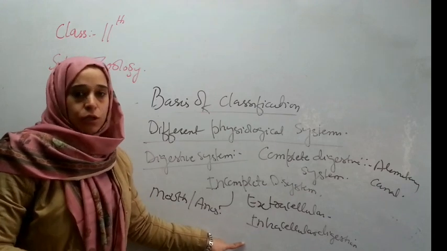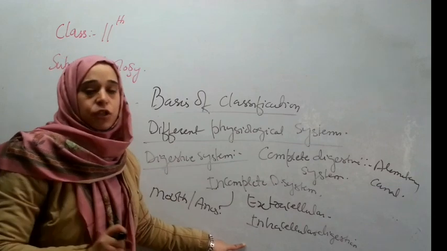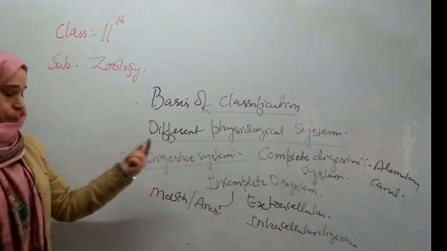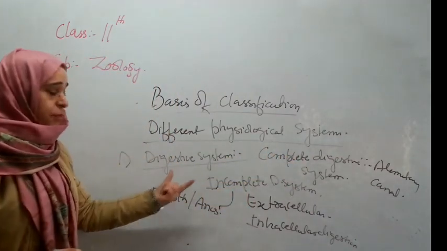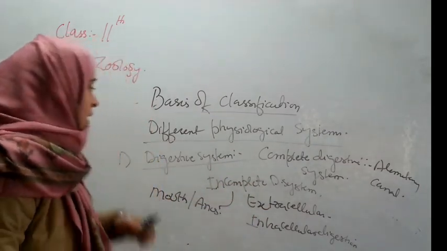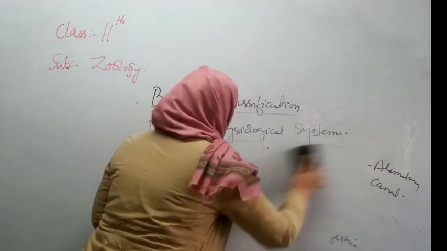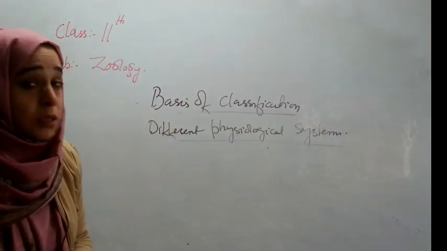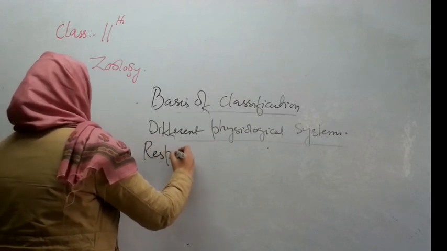For example, students, you might have read the process of digestion in the case of amoeba, how it engulfs the food within the cell and digests it. That means on the basis of the digestive system, we have the complete one, the incomplete one, extracellular digestion, and intracellular digestion. Now, let us move to another physiological system, and that is the respiratory system.